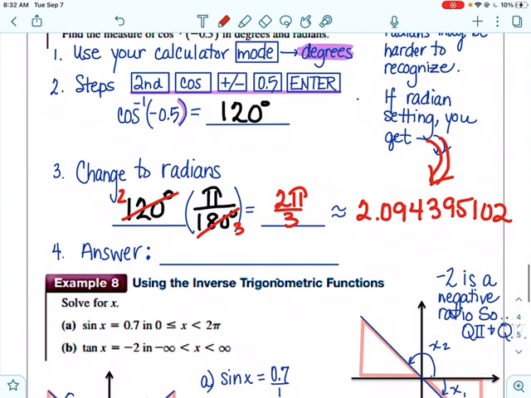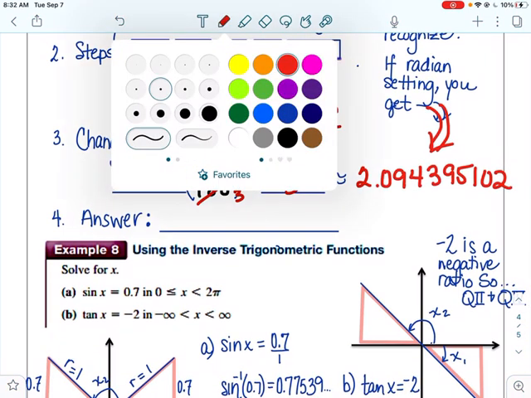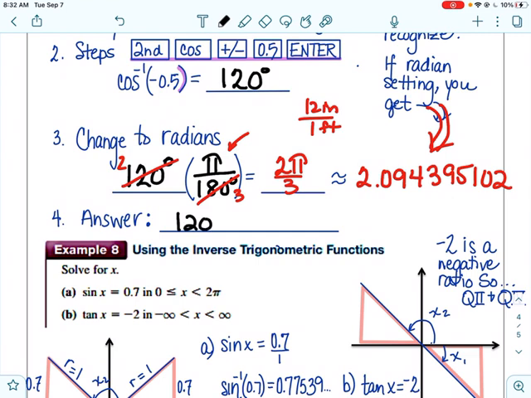So remember when we multiply by this pi over 180, that's like multiplying by 1. It's just like 12 inches over 1 foot has a value of 1 as a ratio because they're equal, the units equal each other. 12 inches is equal to 1 foot. So the same thing with pi over 180 degrees. All right, and then the last thing here is just putting the answer. So it's 120 degrees or 2 pi over 3. And we usually leave the radians out there.